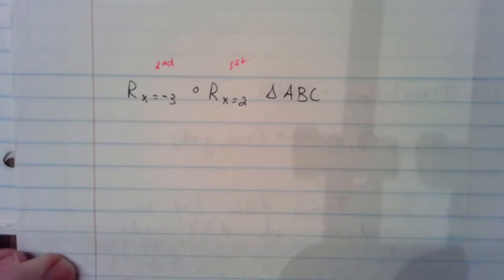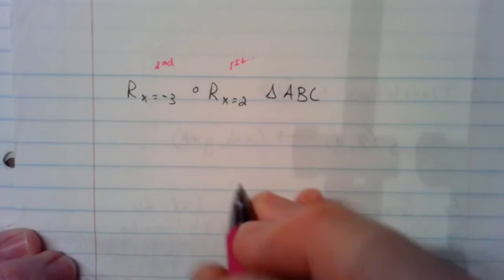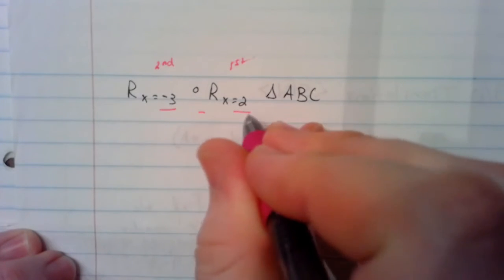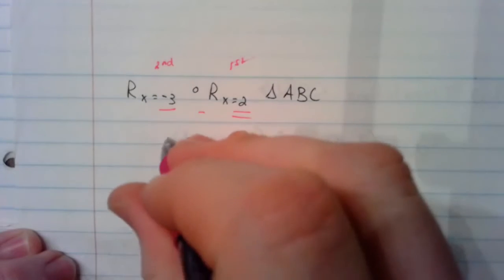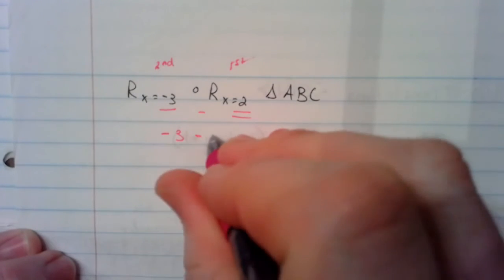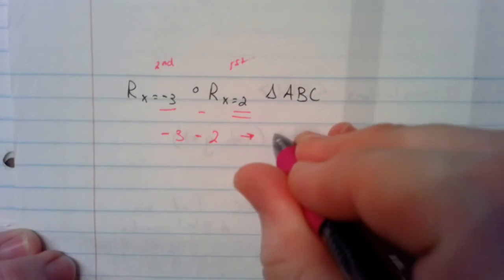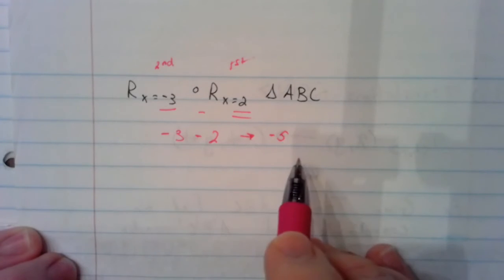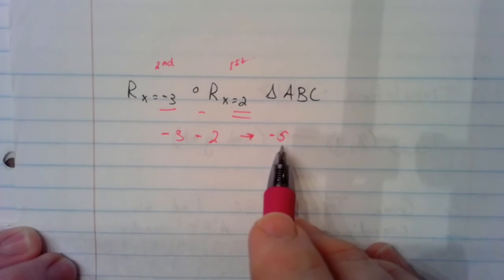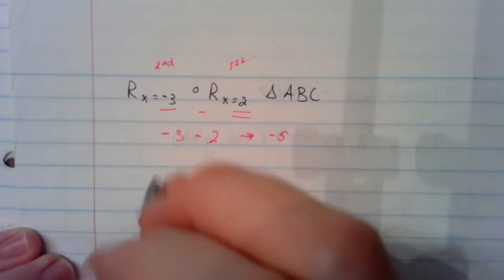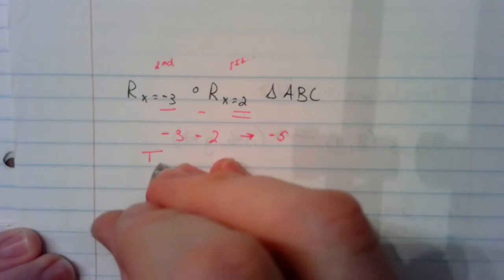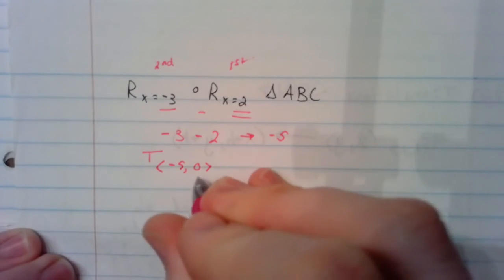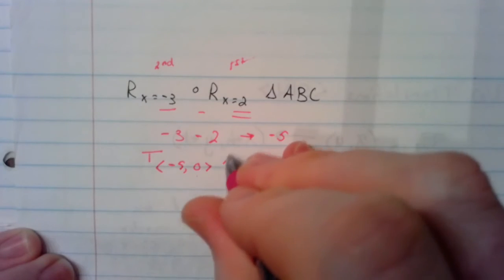Because this is horizontal, the trick here is we're going to take this number and subtract this number. So we're going to do -3 minus 2. And that gives us -5. So this transformation is going to be the exact same thing as moving 5 units horizontally. Because these are both x values, I'm going to rewrite this as the translation <-5, 0> of triangle ABC, because it's not going to move vertically at all.